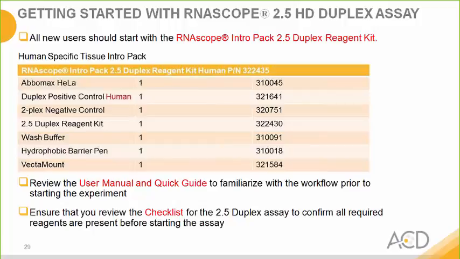When getting started with the RNAscope HD duplex assay, we do have an intro pack available. Here you'll see the list for the human-specific tissue intro pack, in which we include the Abamax HeLa control slide. We will include the duplex positive control probe for human, as well as the duplex negative control. It will also include the reagent kit for the duplex assay, the wash buffer, the hydrophobic barrier pen, and the VENTANA mounting medium.